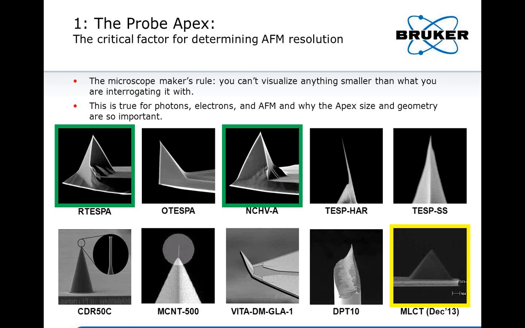Also shown here are examples of specialized probes for many different applications, from high aspect ratio measurements, thermal AFM, scanning tunneling or STM, and even probes designed for sidewall interrogation. Most of these probes are either sharpened pyramidal silicon or silicon nitride for cells, such as the MLCT, which will be released here in December of 2013, which we've outlined here in yellow.